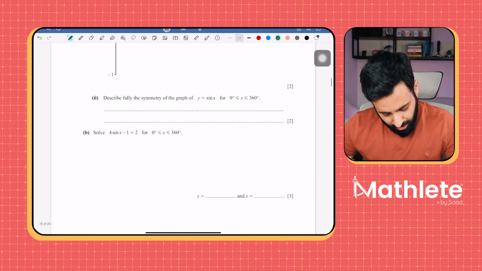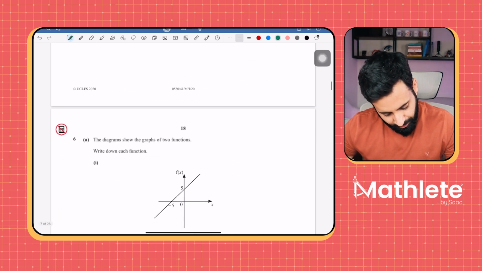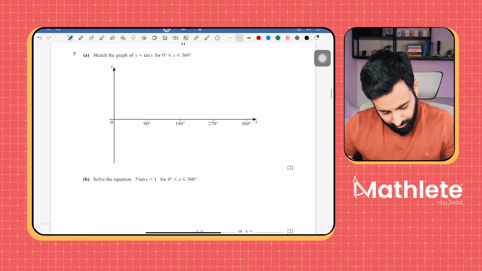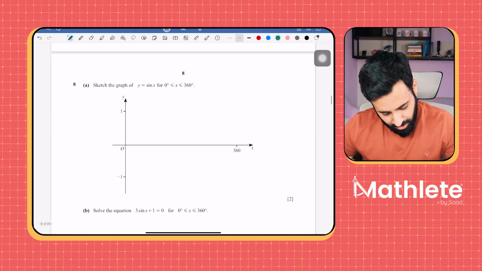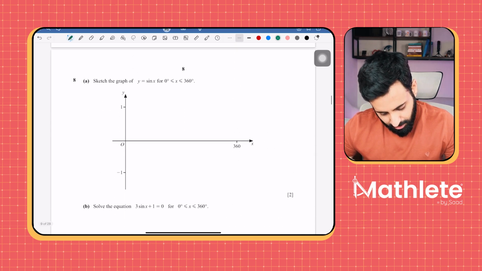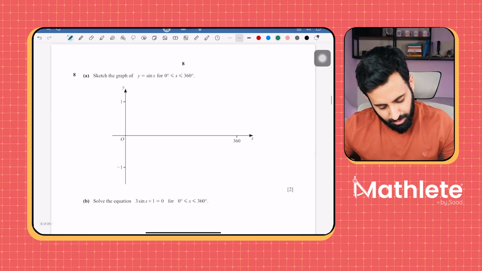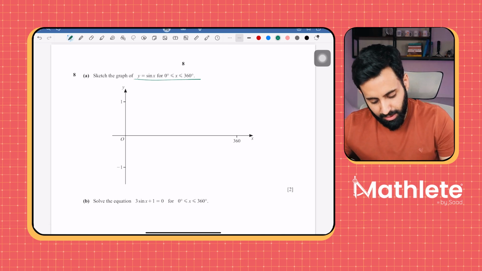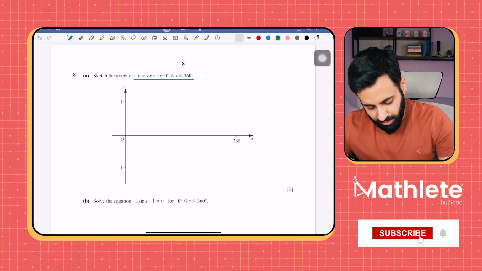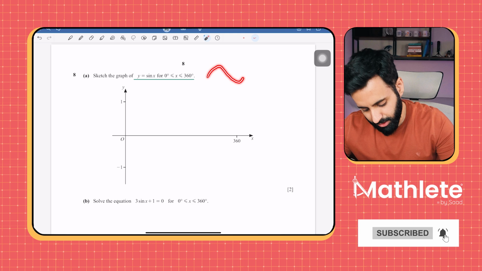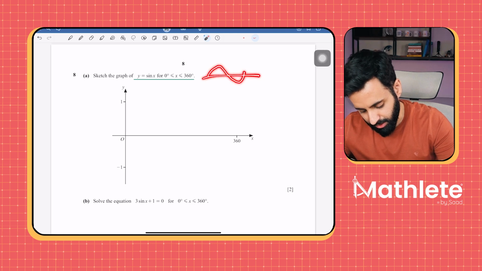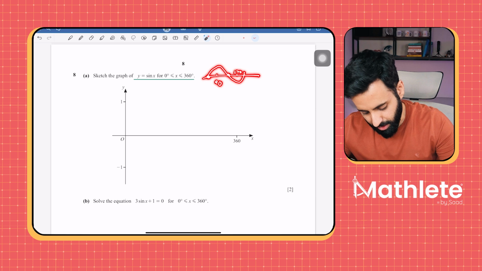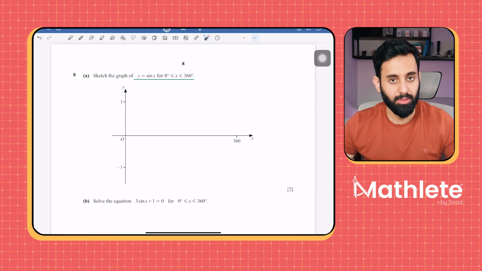Now I'd like to solve a question where the value of the trigonometric function is negative. Okay, here it is. So let's solve this question. It says sketch the graph of y equals sine x for 0 to 360. Okay, so recall the graph of sine. This is what the graph of sine is like. At 90 it's 1, at 270 it's minus 1, and at 0, 180 and 360 it's equal to 0.